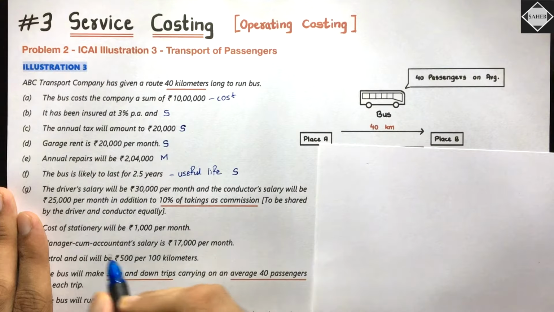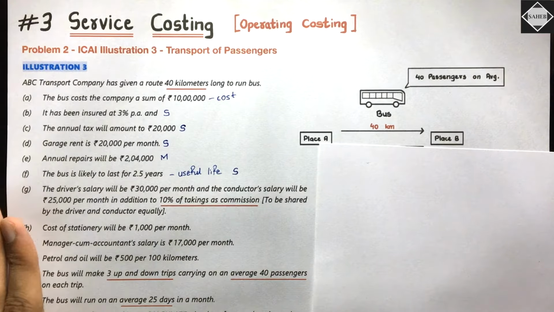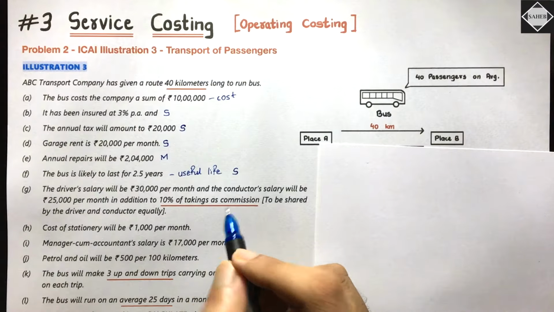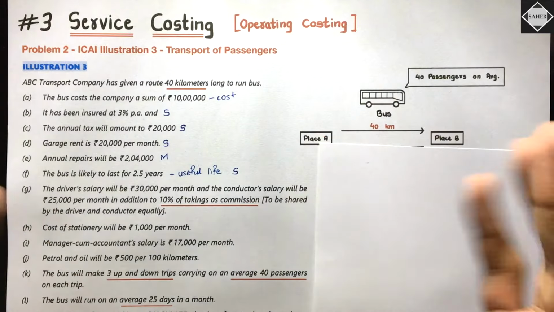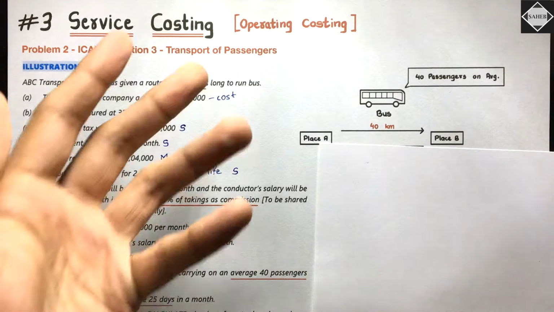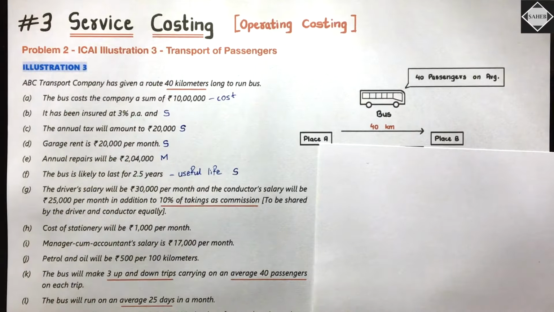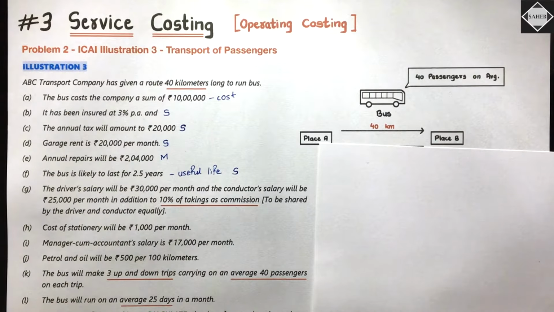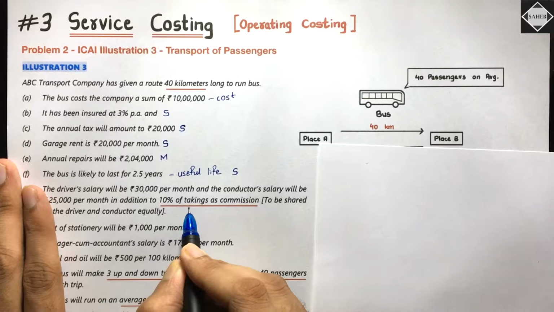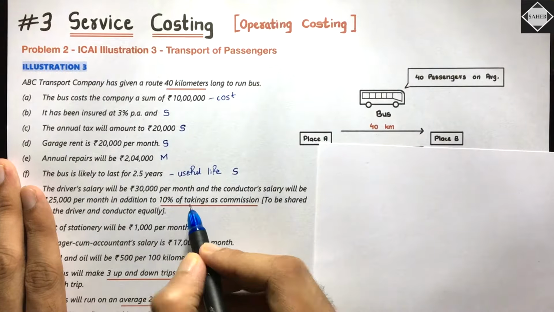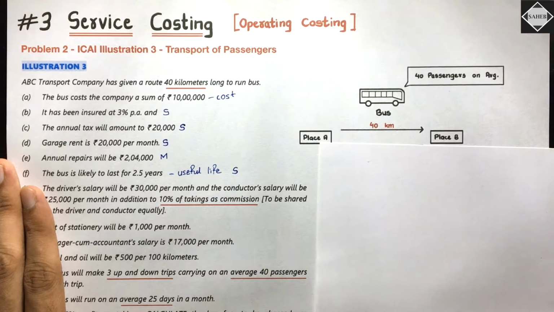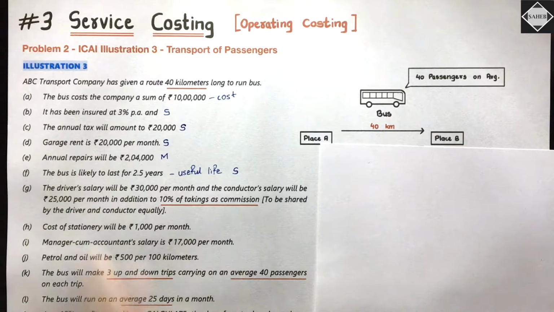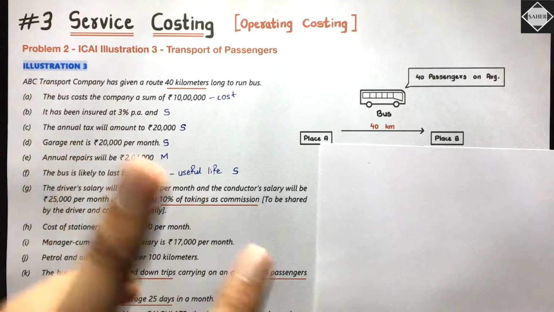Here, regarding the driver and conductor, they get a normal salary of 30,000 per month and 25,000 per month, which is a standing charge. If salary is paid on a monthly, time basis, then that's a standing charge. But in addition to that, they are also paying 10% commission of takings. What do you mean by takings? Takings means sales, revenue. So 10% of sales is given as commission to the driver and conductor in combination.